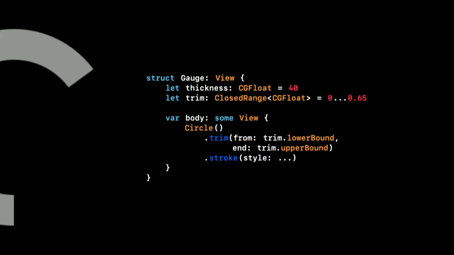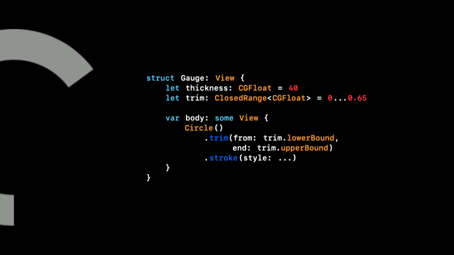So the next thing we want in our prototype is to create a natural start and end point. A speedometer typically does this by leaving a gap in the circle. So that's what we've done here by trimming the circle before we apply the stroke. Again, we are keeping our constants in properties in the top of our view.